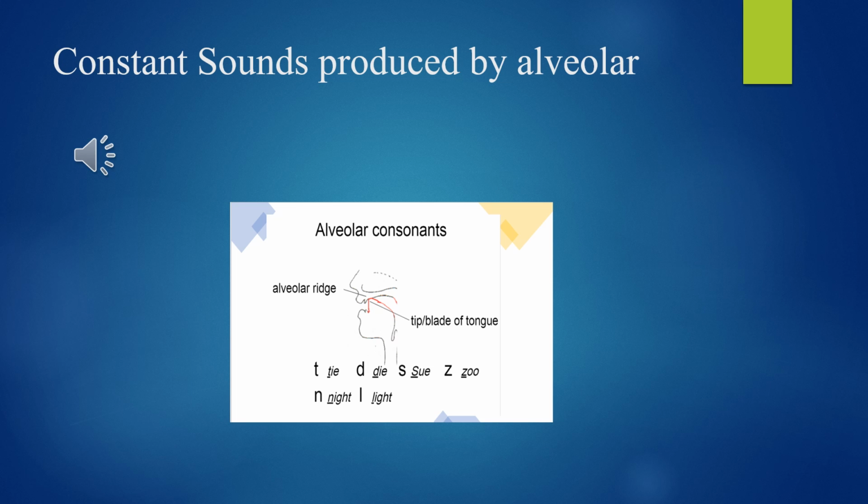Consonant sounds produced by alveolar: tie, die, sue, zoo, night, and light.